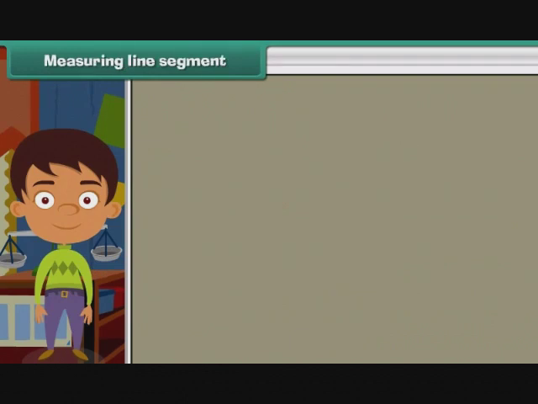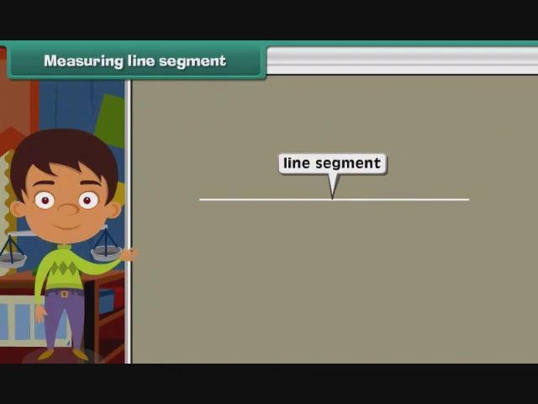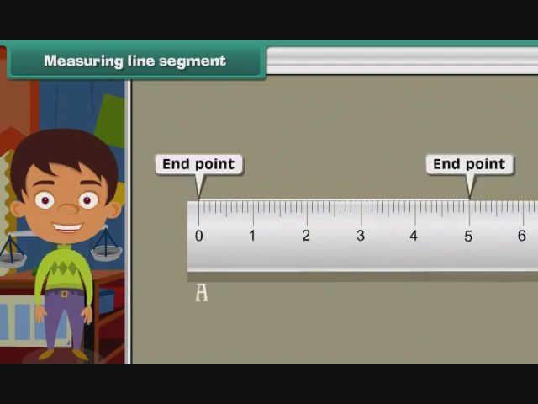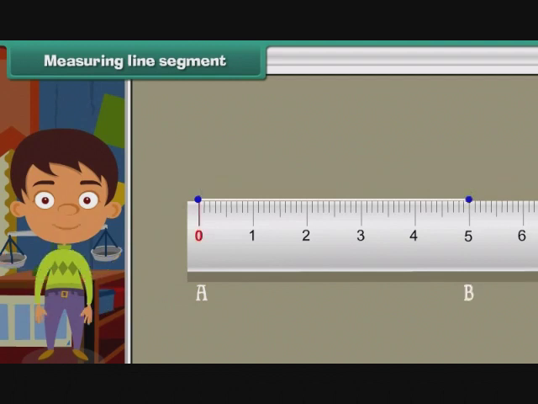Measuring line segment. It's time that we learn to measure a line segment. To measure the line segment AB, we use a centimeter scale. Put one end of the scale starting with 0 just below the point A. On going from point A to B, digits 0, 1, 2, 3, 4 and 5 are travelled. Therefore, the length of the line segment is 5 centimeters.